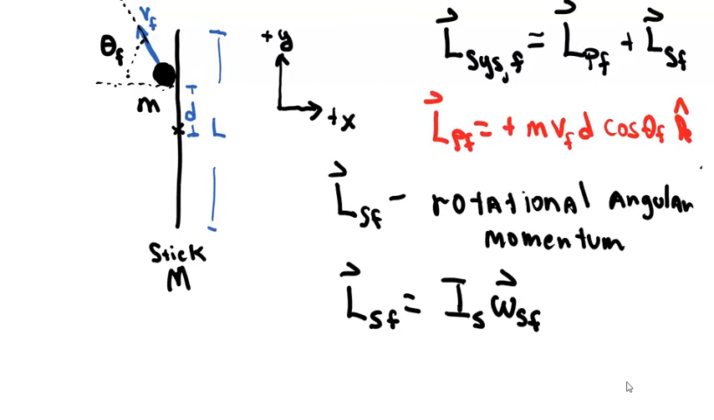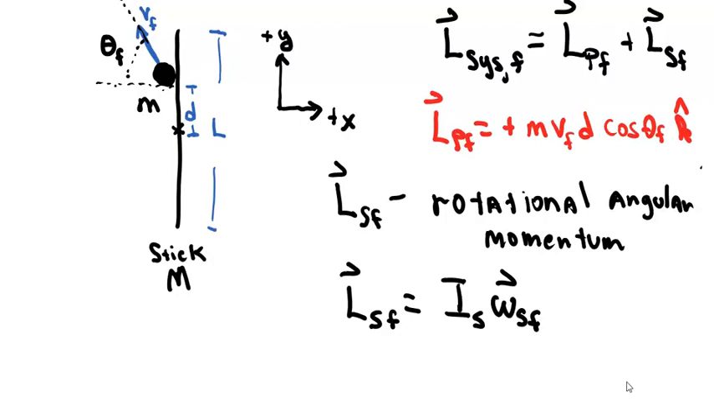Now we also need to compute the stick's total angular momentum after the collision, which will be non-zero. The stick itself is an extended multiparticle object, so we'd expect that the total angular momentum would include both translational and rotational angular momenta contributions.